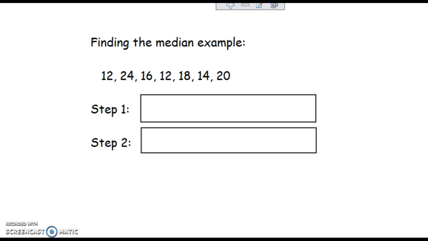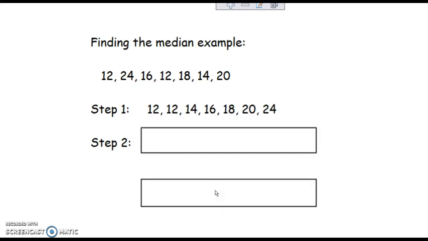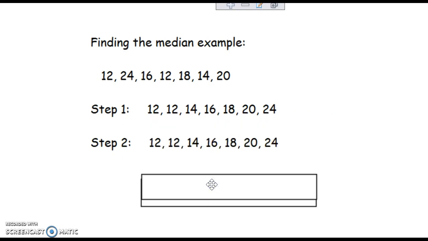Let's try an example to find the median. In this example, we are given a set of data points, but the values are not in order. So first step, we need to rewrite the values in order from smallest to largest, as indicated on the screen. At this point, once the numbers are in order, we just look for the middle number. Looking here, 16 has 3 numbers that are smaller, 3 numbers that are larger, therefore 16 is our median.